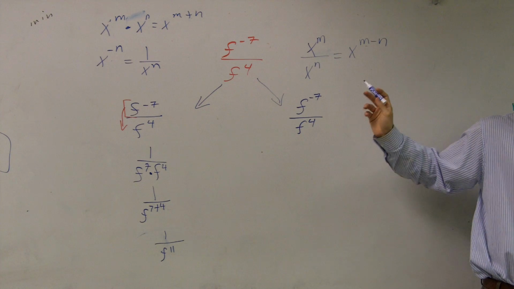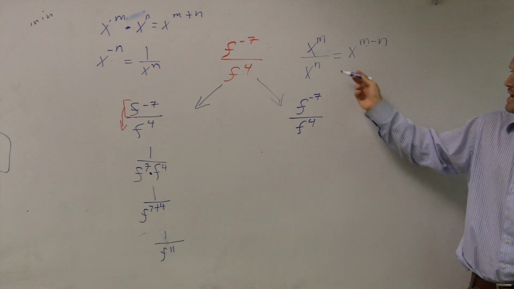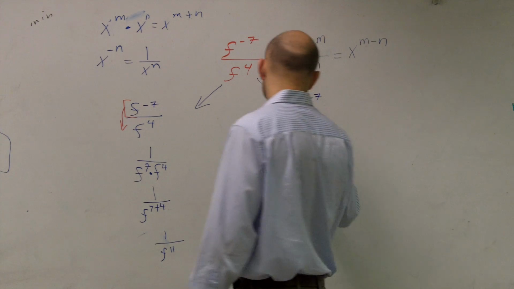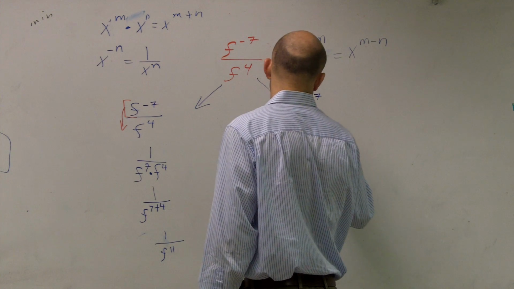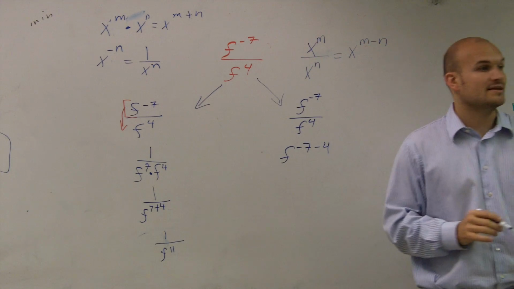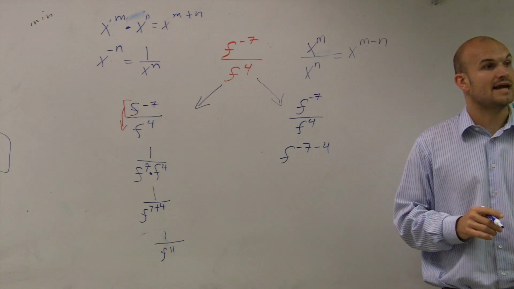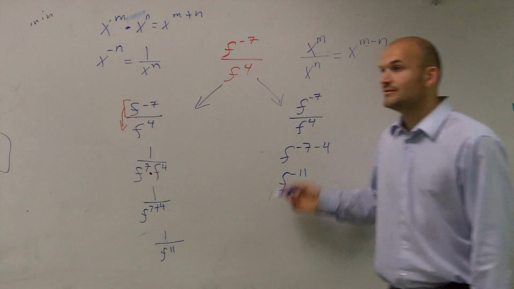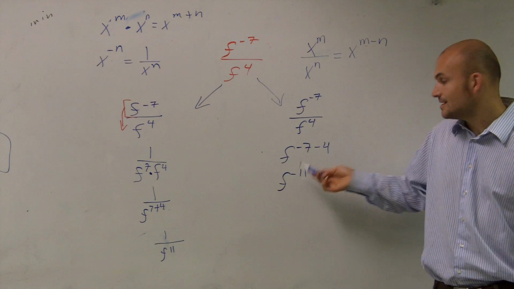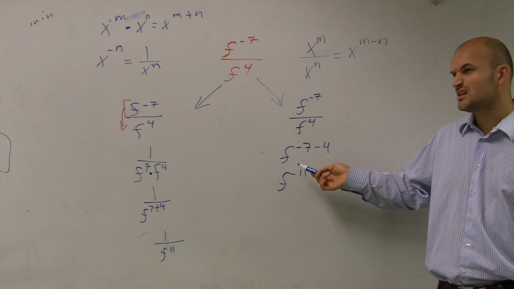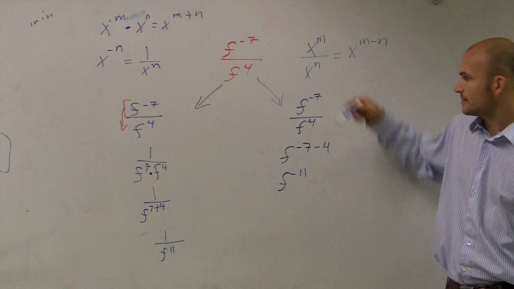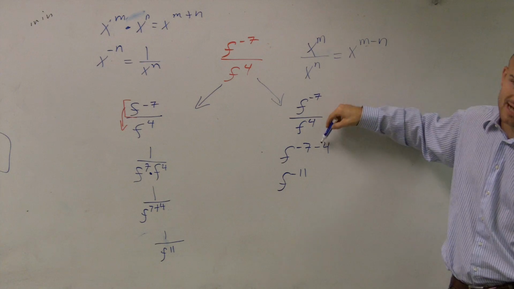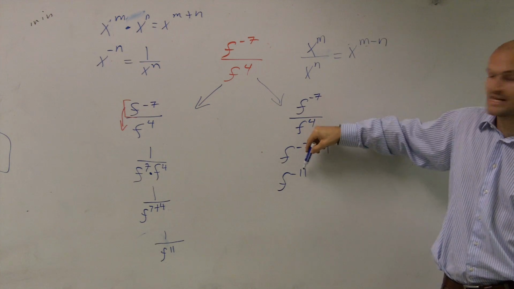So you have your pencil writing these down, right? So what I would do is I would subtract them. So f to the negative 7 divided by f to the 4 is f to the negative 11. Remember when you're dividing these, you subtract the exponents. Then that's f to the negative 11.